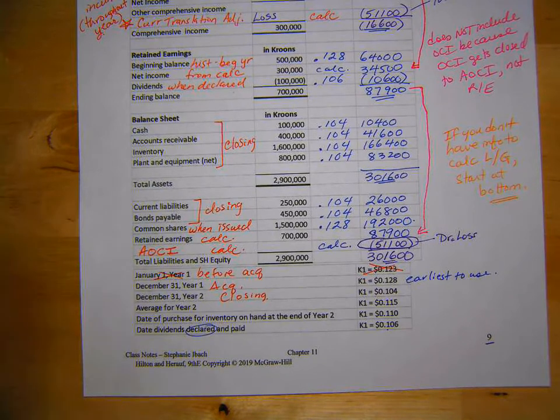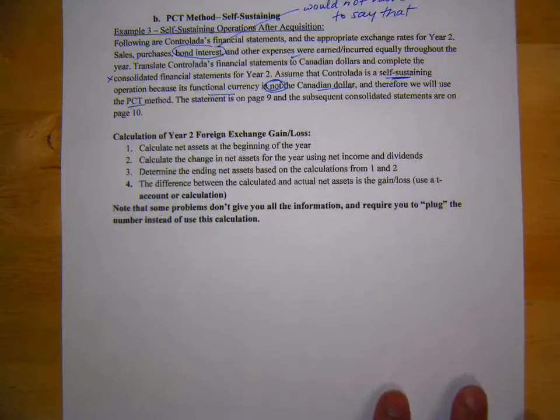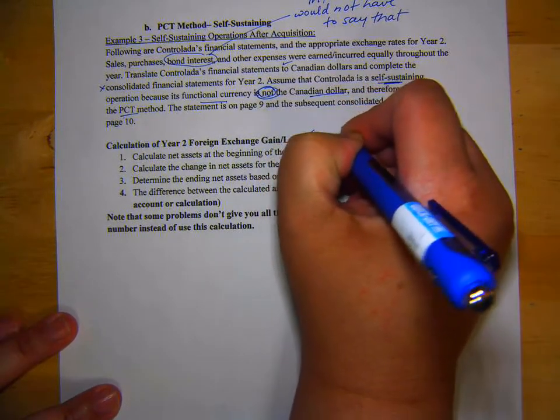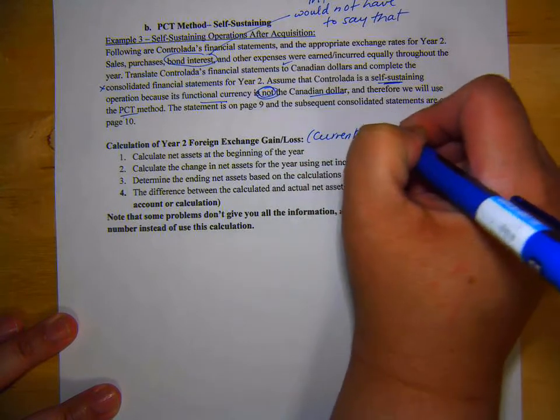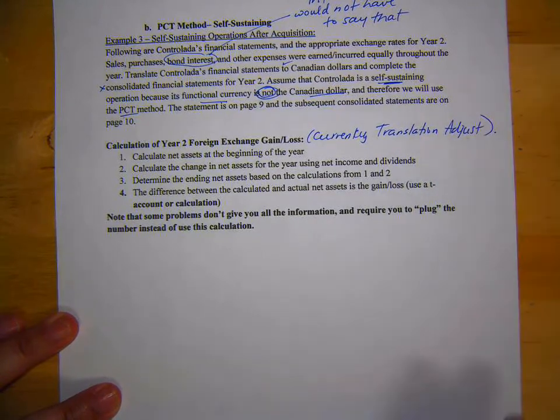So we do have enough information, so I'm going to show you back on page 8 how to calculate the foreign exchange gain or loss. So back on page 8, we're doing PCT, and we're looking at the currency translation adjustment, or foreign exchange gain or loss. Technically, it's currency translation adjustment. And since you guys will have open books, you can make sure you get that name right.